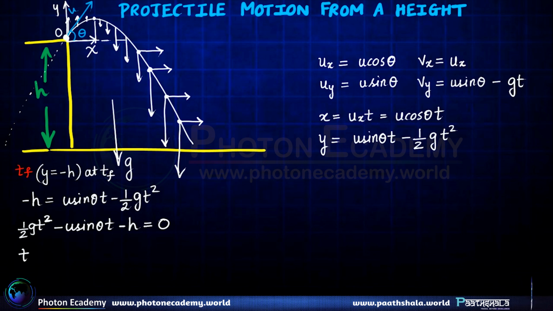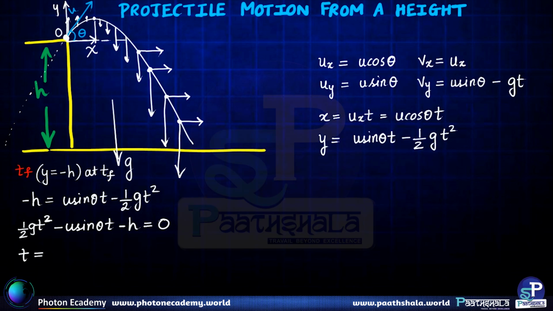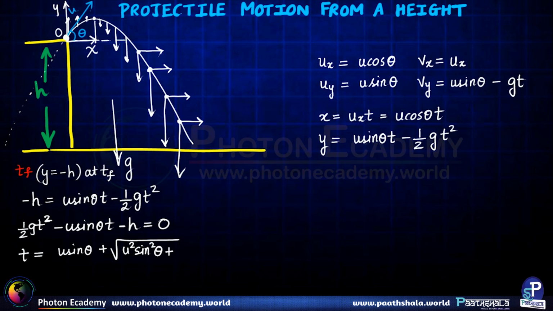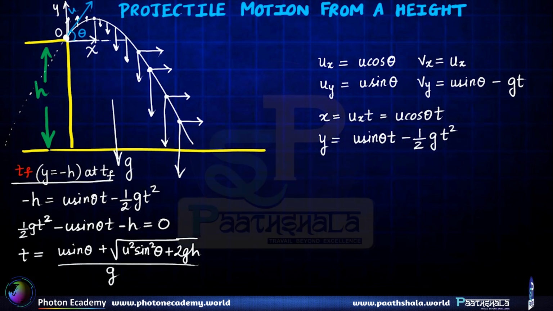So the positive time solution t is going to be equal to minus b, that's u sine theta, plus under root b square, that's u square sine square theta, minus 4ac, that gives us 2gh, plus 2gh, upon 2a. The value of 2a is just g. So this is the time of flight for the given question, and the logic that we have used for time of flight happens to be y is equal to minus h at time of flight, because at time of flight the particle reaches the ground.